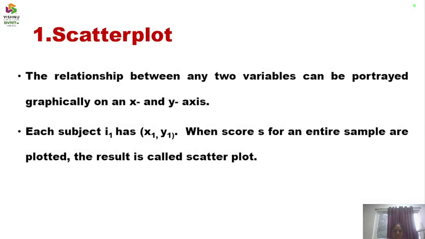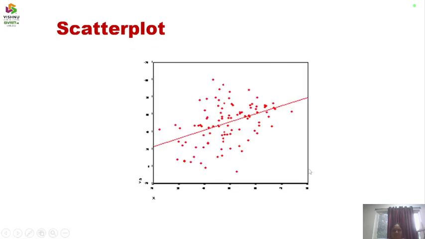The scatter plot is a general graph that from childhood onwards we have seen, but anyway we can discuss it very lightly here. The relation between any two variables can be portrayed graphically on the x-axis and y-axis. Each subject has x and y scores, and the entire sample is plotted. The result is called a scatter plot, right? And this is the scatter plot showing this graph.